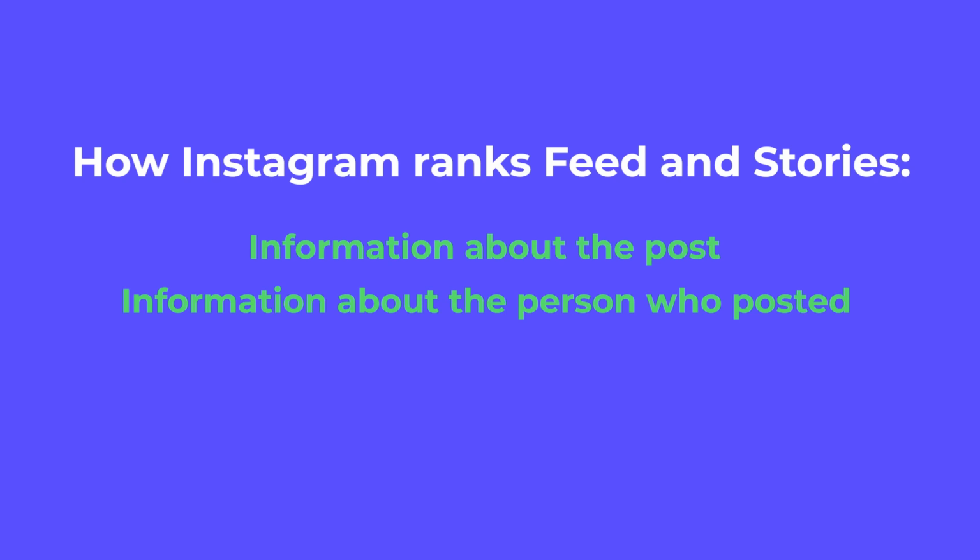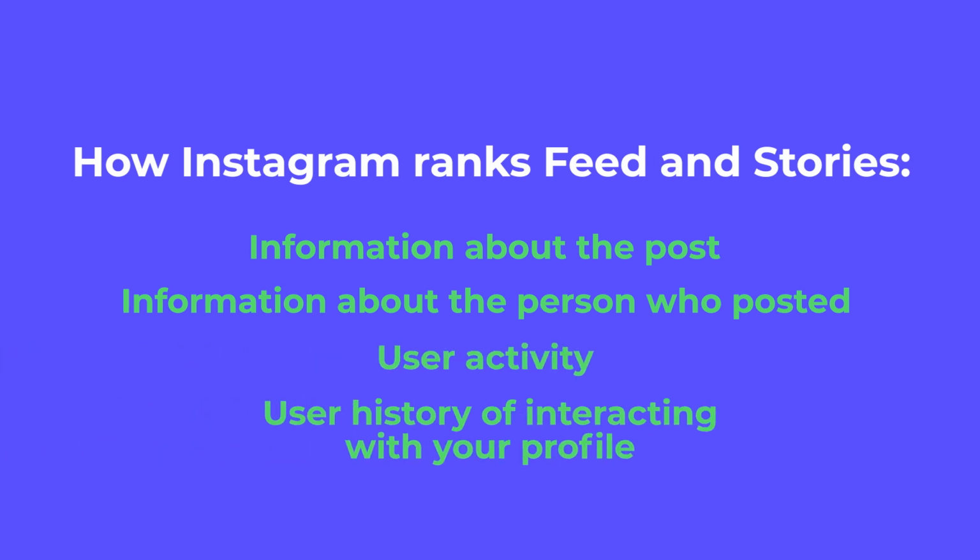This helps the algorithm to determine if your profile will be interesting to your followers and includes factors like how many people in general have interacted with your profile in the past few weeks. Then we have users' activity and their history of interacting with your profile. This prioritizes content in users' feeds from profiles they previously interacted with in any way. So if they liked your post, commented on it, or shared it with someone else, there is a huge chance you'll pop up at the top of their feeds.